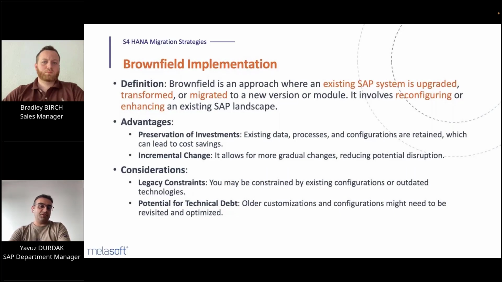In Brownfield implementation, what are the considerations? First of all, the legacy constraints. You have to consider the legacy system. You may be constrained by the existing configurations or outdated technologies in your legacy system. So this is the risk in the Brownfield implementation. To remove the inefficiencies, the legacy system should be optimized, and even some processes may be redesigned. Also, there is potential for technical debt. Older customizations may need to be revisited and optimized in the Brownfield implementation approach.